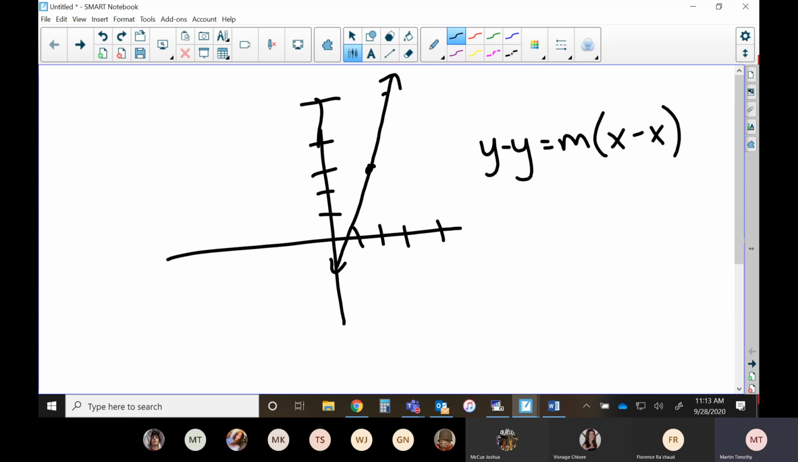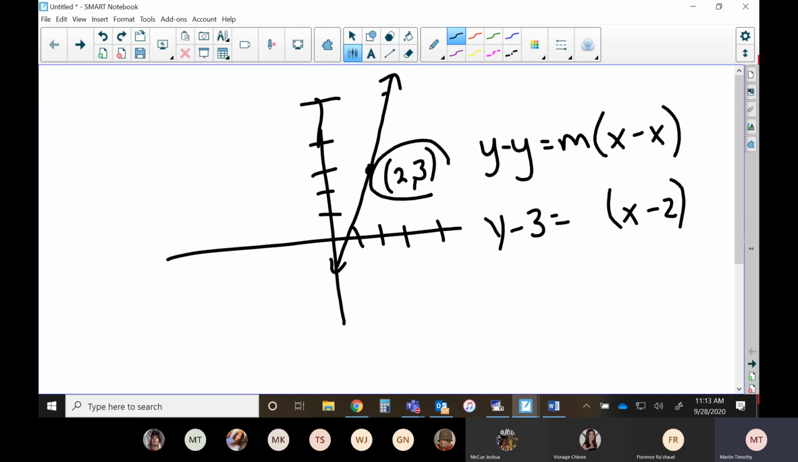Are you trying to put this ordered pair in? So what is this ordered pair? So you would go y minus 3 equals x minus 2. All I did is I took the point and I plugged the y into the y part, the x into the x part. Yes? You only need one. Remember, it's point slope. It's only 1 point.